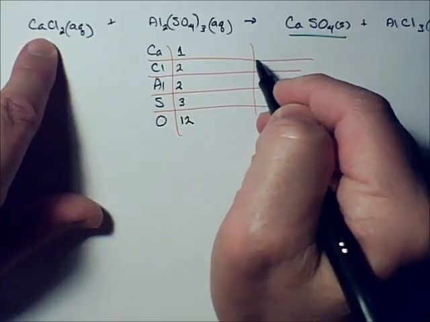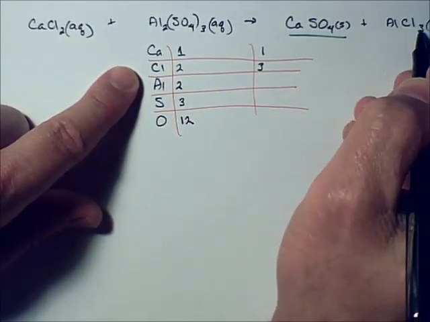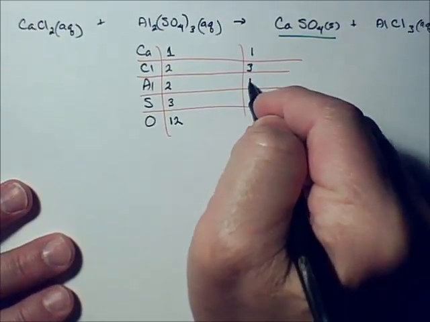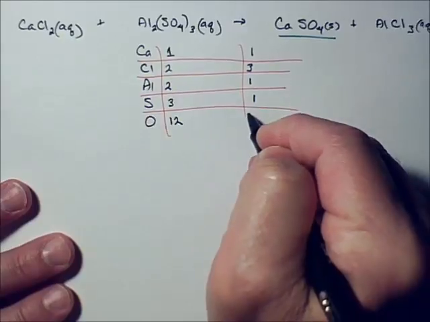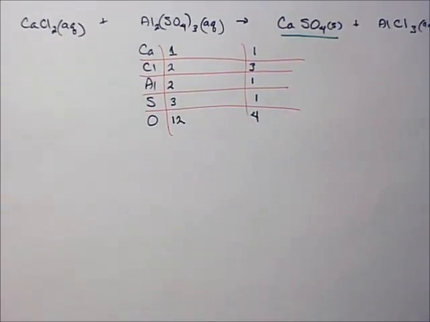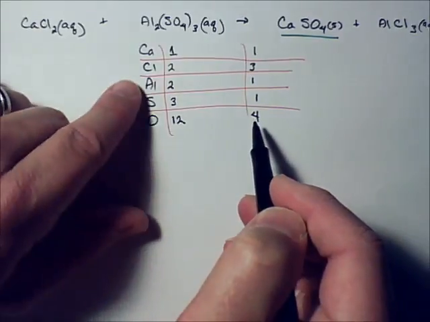On the other side, we've got 1 calcium. We've got 3 chlorines. That subscript 3 beside the chlorine means I have 3 chlorines. I have 1 aluminum, 1 sulfur, and 4 oxygens. What we want to do is get both sides of this equation to have the same number of elements so that we are not violating the law of conservation of mass.